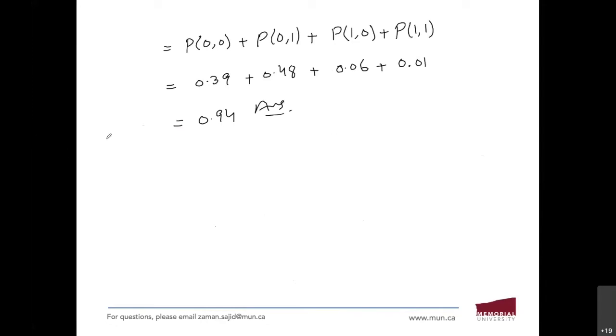Now up to this point we were studying the discrete random variable. Let's start with the continuous now.